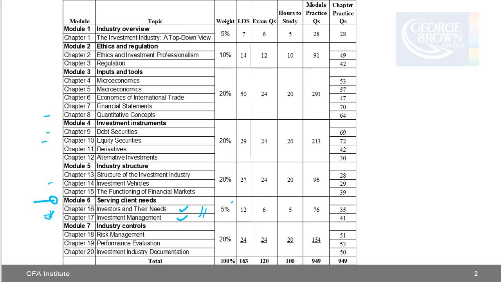Anyhow, you can see that it's 5% weighted on the exam. So that would translate into approximately 6 questions, although they do say on the website that the weightings may not be exact. But anyhow, let's just go with the fact that they could be exact. 120 questions on the exam times 5%, 6 questions. You can see there are 12 learning outcome statements. There's 5 in this chapter, 7 in the next, and only 76 practice questions in the learning ecosystem. Chapter 16 has 35 questions in the learning ecosystem, and Chapter 17 has 41. Okay, so great module and 2 good chapters coming up.